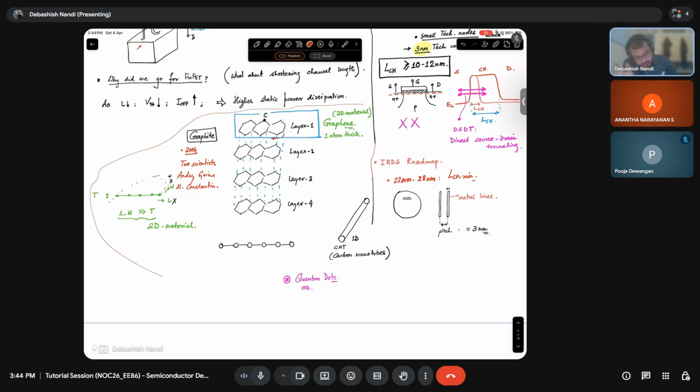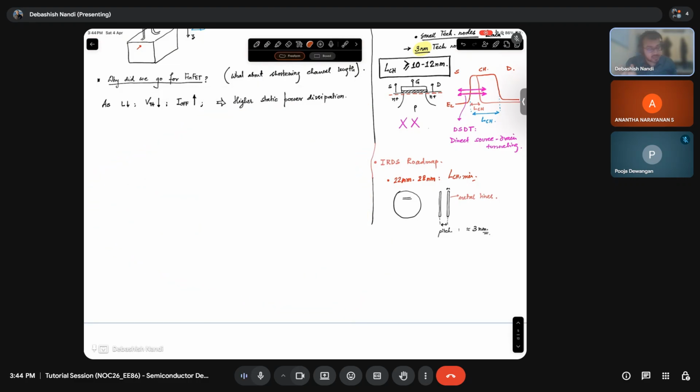Let me just remove all of this. So what were we discussing? Yeah. How does it happen and why does it happen that as L decreases, VTH decreases? First tell me this one. Why does it happen? If VTH decreases, I off increases.